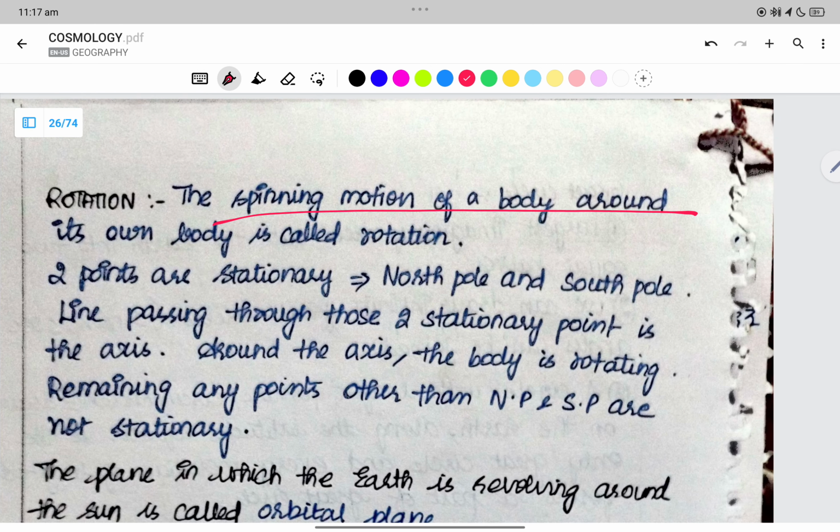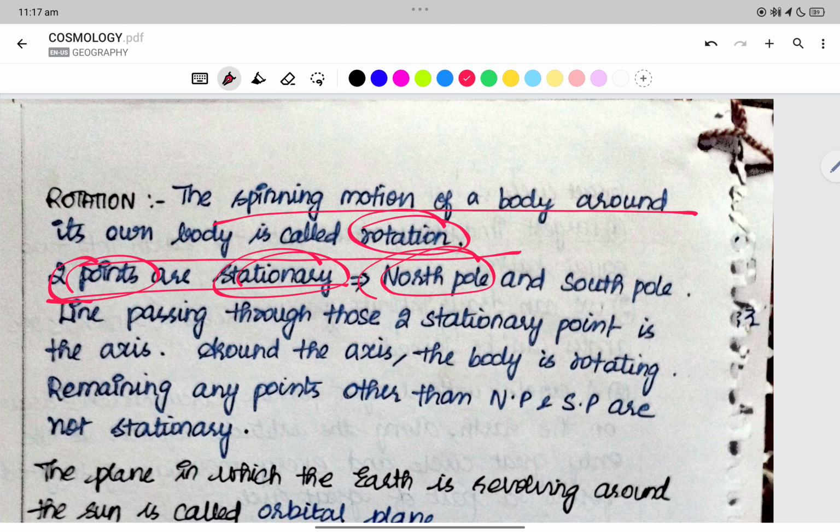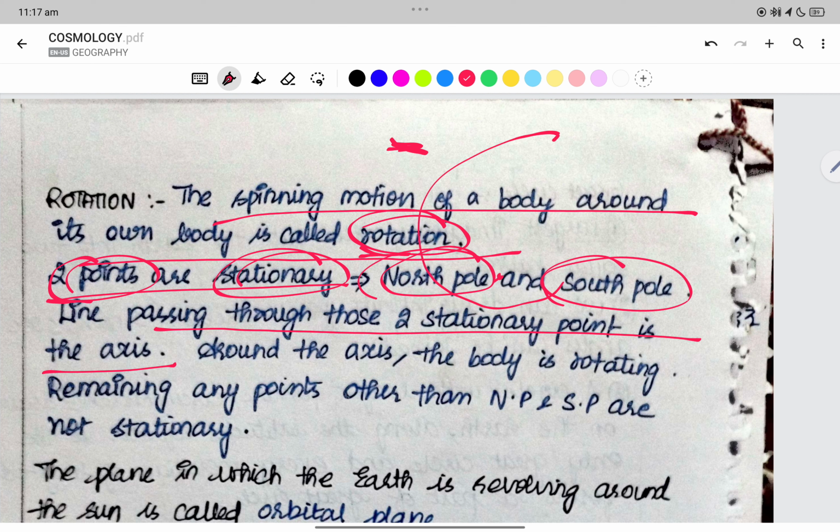Rotation is the spin motion of the earth around its own body. Two points are stationary, the North Pole and the South Pole. Whereas the equator must rotate very fast to complete a rotation in 24 hours. Therefore, there is a bulge because of centrifugal force. The line passing through these stationary points is called the axis. They are stationary points because they are just points, right? Then how do these points have rotation?